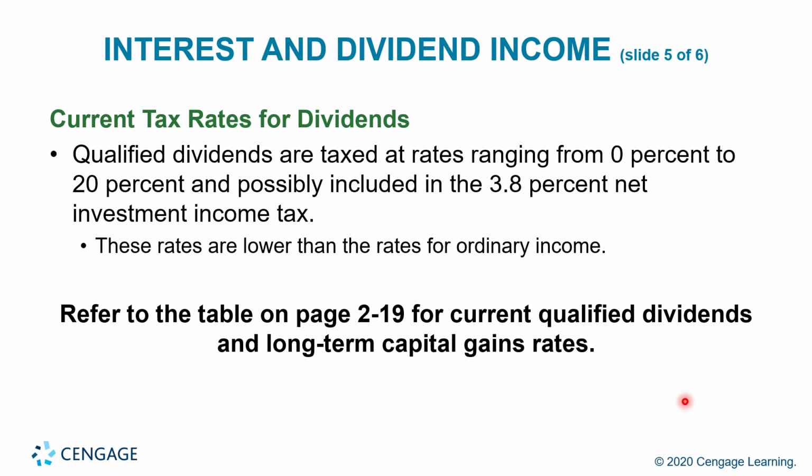Current tax rate for dividends. Qualified dividends are taxed at rates ranging from 0 to 20%, possibly included in the 3.8% net investment income tax. And so these rates are lower than the rates for ordinary income. If you refer to the table on page 219 for qualified dividends and long-term capital gain rates.